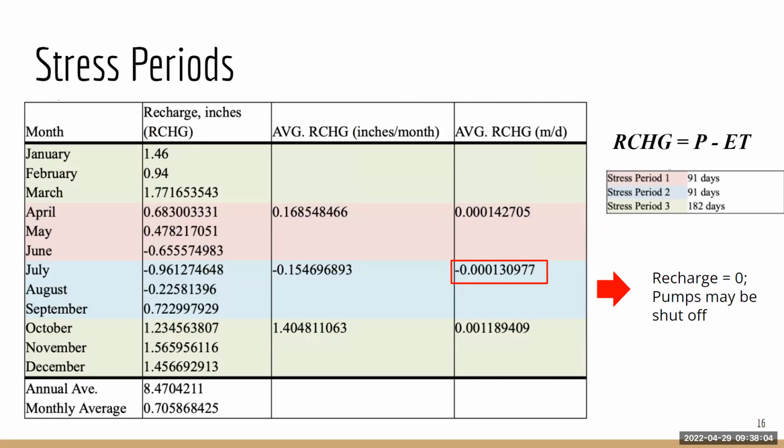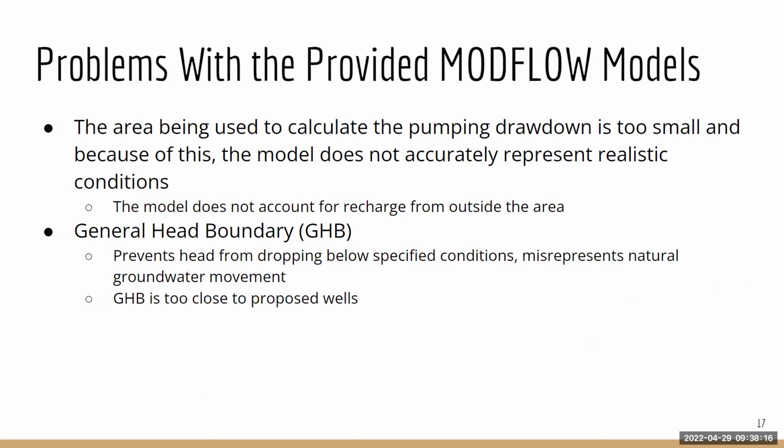As you can see in these summer months, the recharge is negative, which means not a lot of water is infiltrating into the soil, which means that we could probably shut the pumps off. And so these were the values that were input into MODFLOW, and these helped us create that transient model.